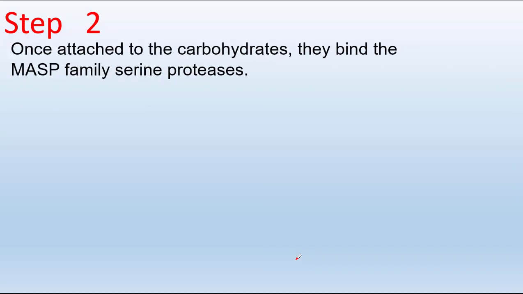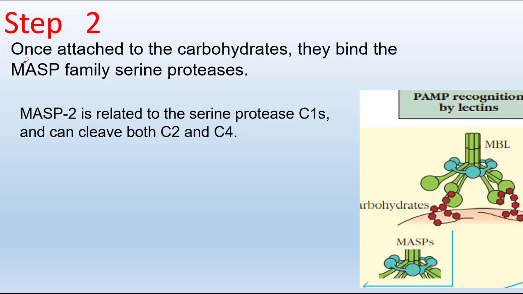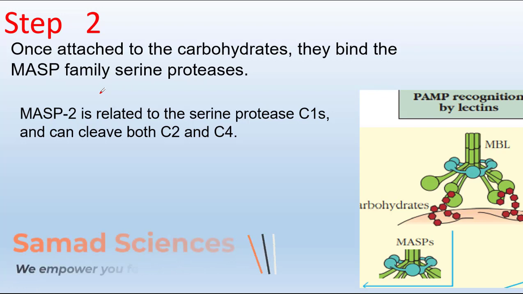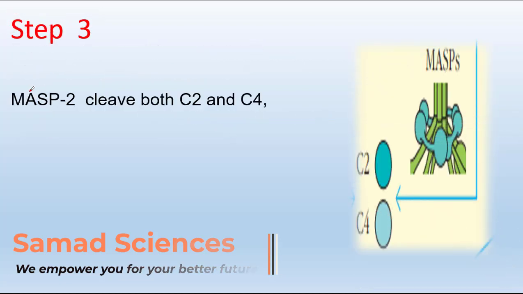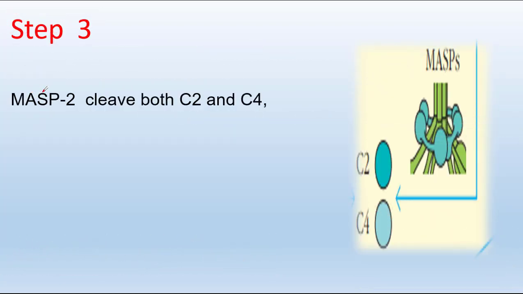In step 2, mannose binding lectin receptors which are attached to the carbohydrate molecules bind with mannose binding lectin associated serine proteases. There are 3 types of MASP serine proteases: MASP1, MASP2 and MASP3. But in the lectin pathway, the most important is MASP2 serine protease, which acts like the C1 component of the classical pathway.